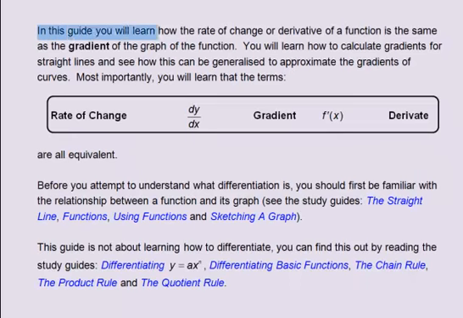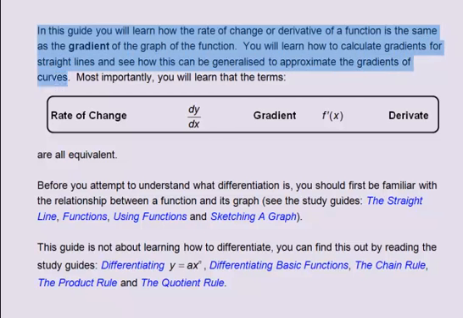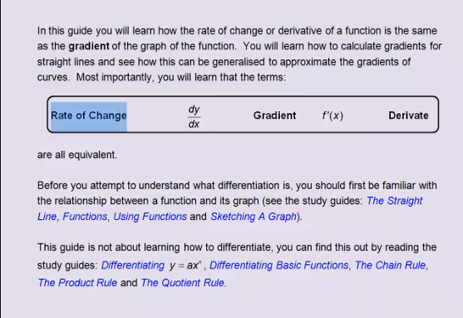In this guide you will learn how the rate of change or derivative of a function is the same as the gradient of the graph of the function. You will learn how to calculate gradients for straight lines and see how this can be generalized to approximate the gradients of curves. Most importantly, you will learn that the terms rate of change, dy by dx, gradient, f dash of x, and derivative are all equivalent.